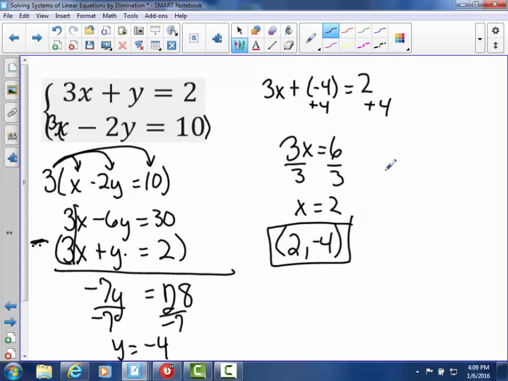Okay, so that's the end of the elimination green sheet. You'll want to cut your green sheet into strips and put each one in the appropriate pocket of your foldable.